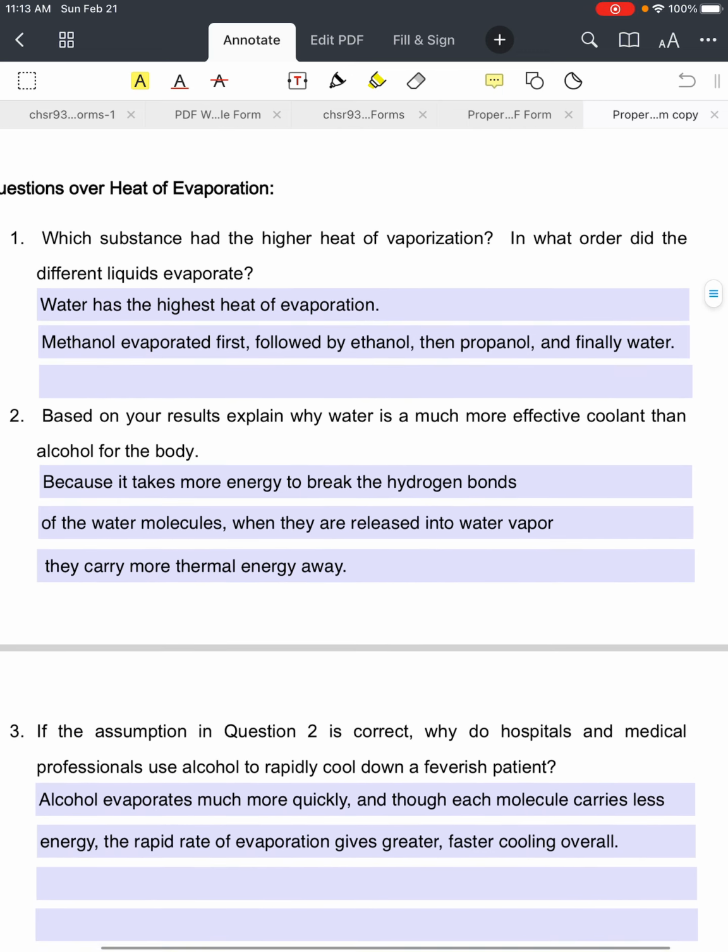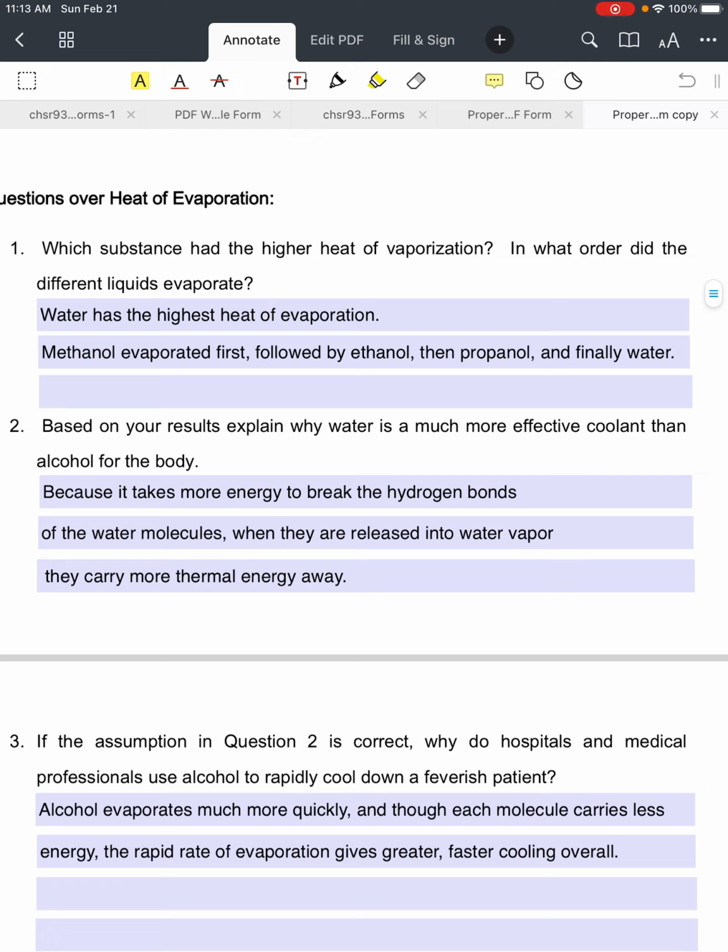And then I have this question that I've used before in lab reports, and I've been corrected on it, but it says if the assumption in question 2 is correct, why do hospitals and medical professionals use alcohol to rapidly cool down a feverish patient?